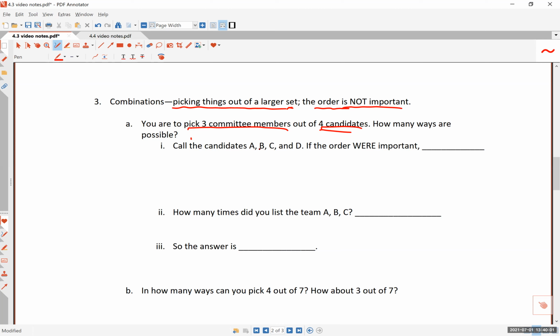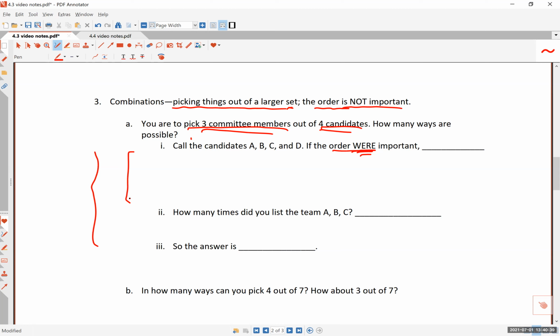Now, the way to think about combinations is as follows. I want you to think about the possibility if the order were important. If you have to choose 3 committee members in a particular order out of the 4 candidates, how many ways do you have? I want you to list all of the possibilities here. And once you think you got it, then let's start the next part of this video and see if you have listed all of the possibilities.